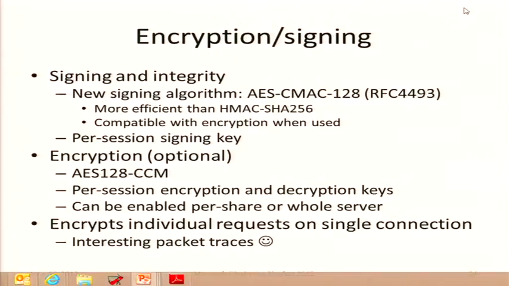Encryption is now supported. This is a first and a huge major change for SMB. It uses AES 128 CCM, similar to the hashing function up there. It can be enabled per share or for the whole server. It's optional, right? Signing is not. It encrypts individual requests on a single connection. So as I say, this can lead to very interesting packet traces when you have a share that's encrypted.